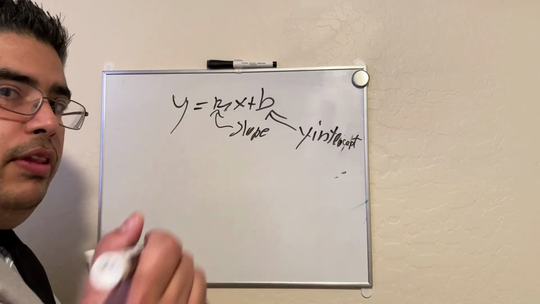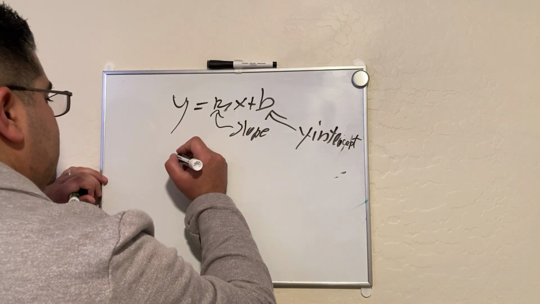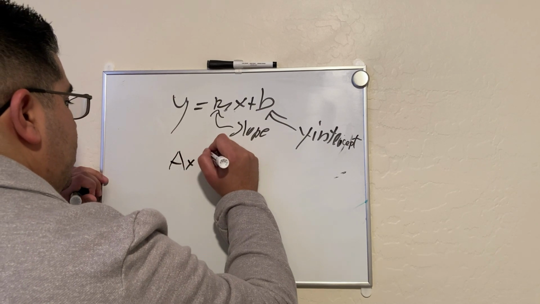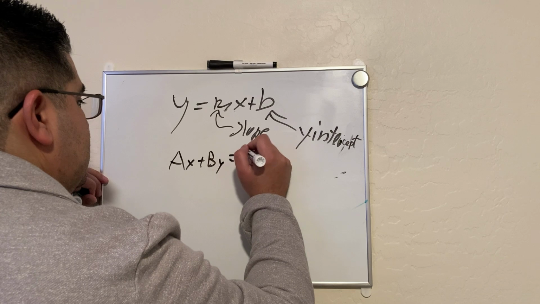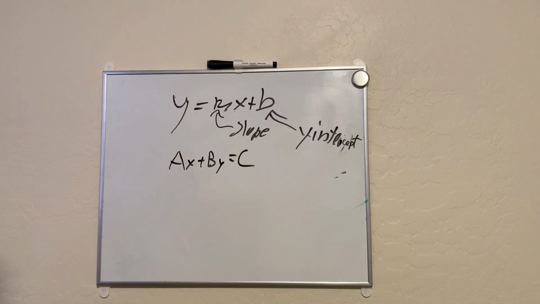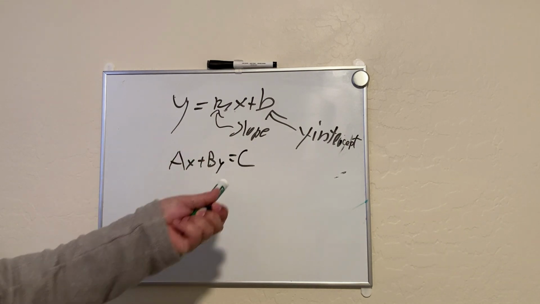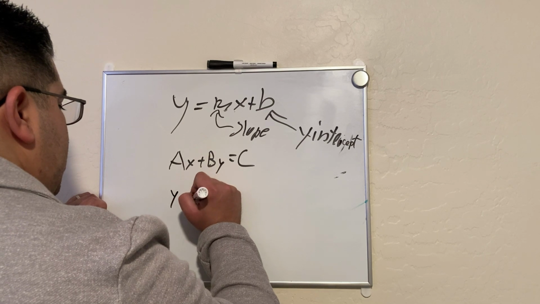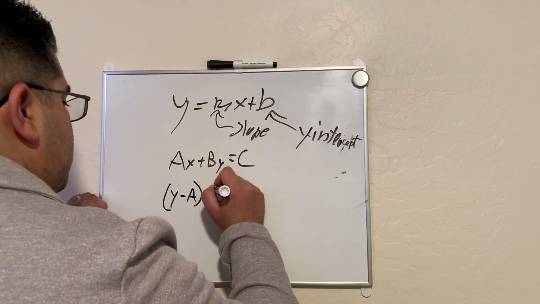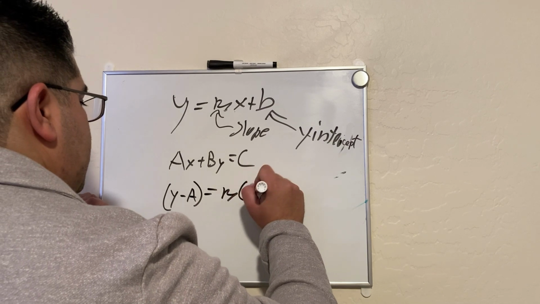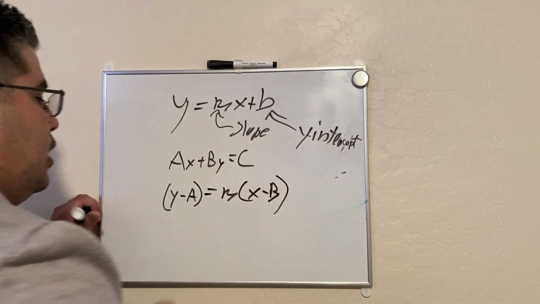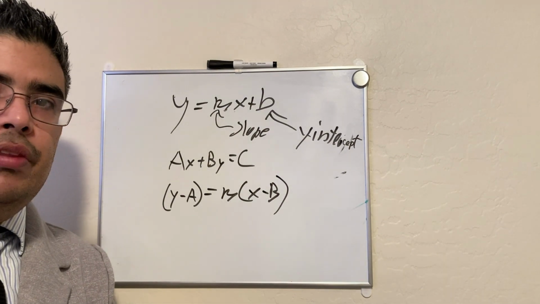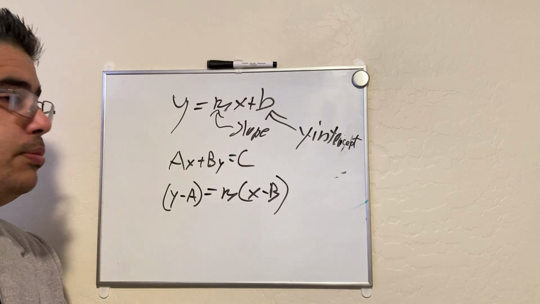So that's one form of a line equation. Another form of a line equation is the standard form. Standard form is ax plus by equals c. We can graph using standard form as well, not just slope-intercept form. And the last form is y minus a equals m times x minus b. This is point-slope form, another form of a line, which is what we are going to be graphing.